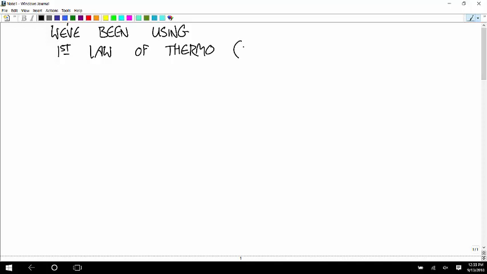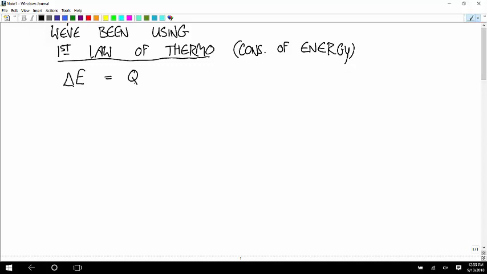All right, so we've been talking about the first law of thermodynamics. The first law of thermodynamics is basically conservation of energy. And the first law says the change in energy in your system is equal to Q, that's the heat that comes into your system, the energy that comes into your system through heat, minus W, and W is the energy that leaves your system through work.